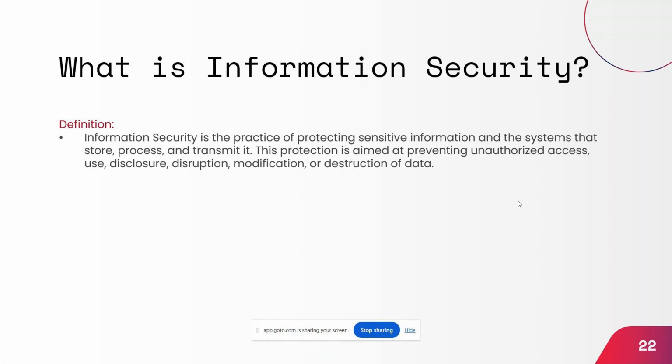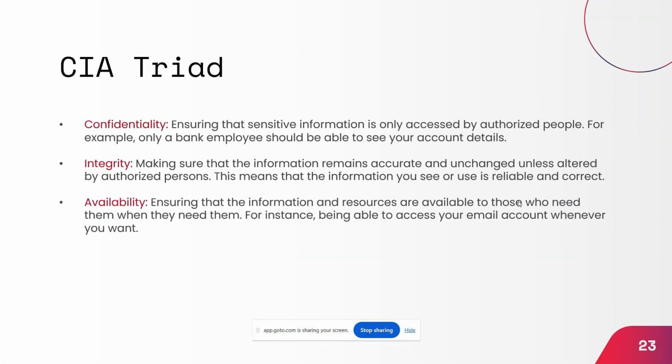As an information security person, our responsibility is to secure the information from unauthorized access, use, disclosure, disruption, modification, and destruction of the data. We have majorly three principles, which we also call the CIA Triad, or the information security triangle. As a security person, our responsibility is to provide confidentiality, integrity, and availability for the data that we are protecting.